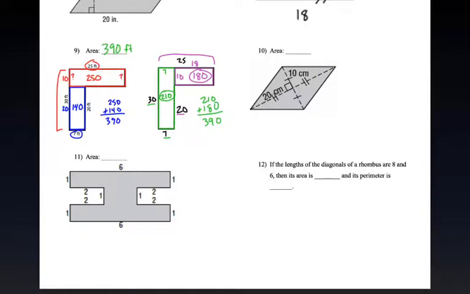There were a couple other ways you could have done that as well. Number 10, what shape is this? I see the diagonals are bisecting each other. It's a parallelogram. I see a right angle there in the middle. This is a rhombus.